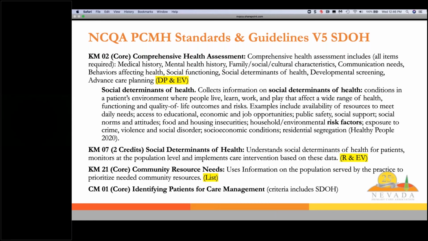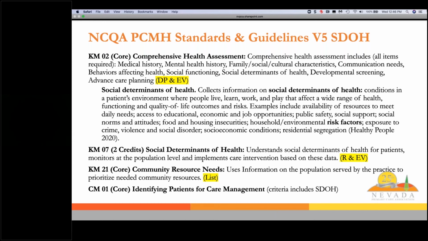The next one, CAM21, community resource needs. This is another core criteria, meaning you have to provide the evidence to support this for your recognition as a medical home. And so you have to use information on the population served by the practice to prioritize those needed community resources. So again, producing that list is often generated from the Uniform Data System reports that you already are required to submit to HRSA. But I've also seen, again, lists that are from resources like Nevada Community Connector and specifically the PRAPARE reports as a means to help demonstrate and provide the evidence that you need to meet this core criteria.